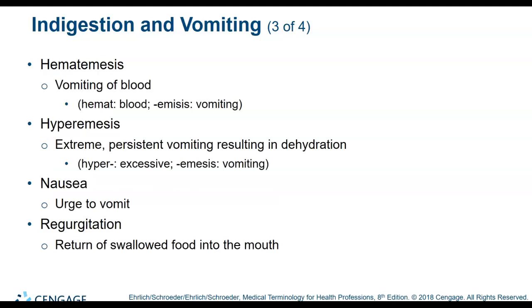Hematemesis is when we vomit blood. That is never a good sign. If that happens, the patient should get to the emergency room very quickly.